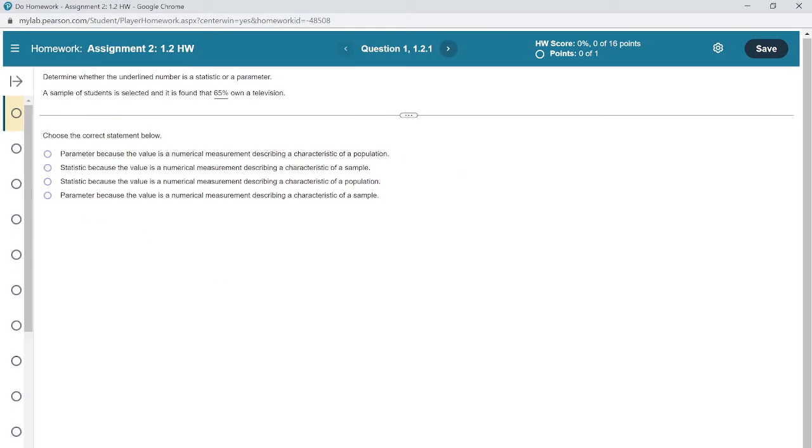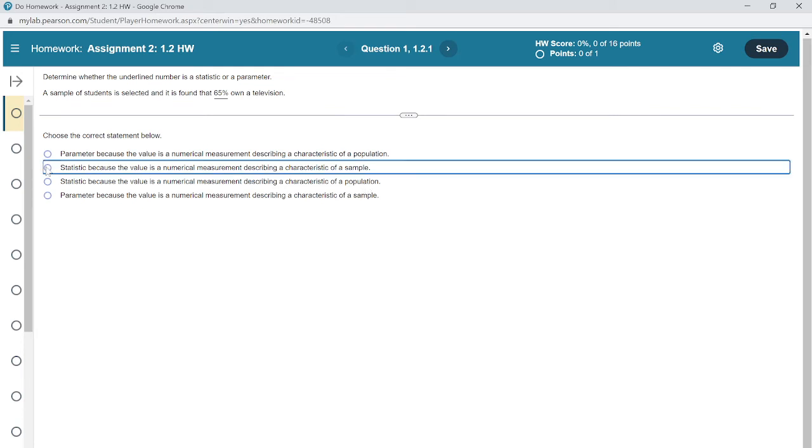The first question is, determine whether the underlying number is a statistic or parameter. A sample of students is selected and it is found that 65% watch television. So remember, we need to find out whether this represents a statistic or parameter. We know if it is related to a sample, then that's called a statistic, and if it is related to the population, that's a parameter. This one is coming from a sample, that's why the answer is statistic. There are two different options for the statistic: statistic because the value is a numerical measurement describing a characteristic of a sample, and the second one is a population, but the answer is sample.